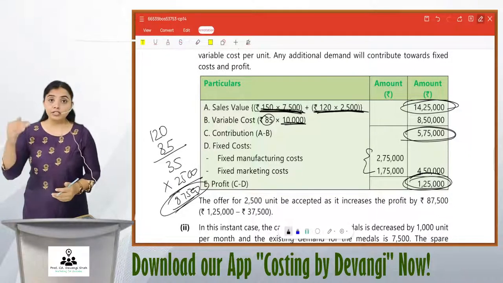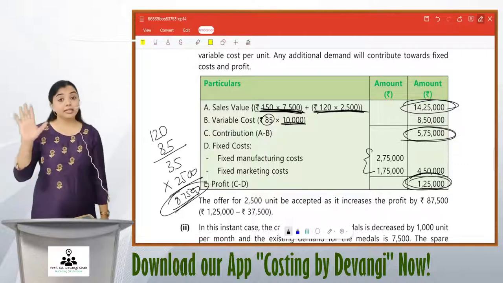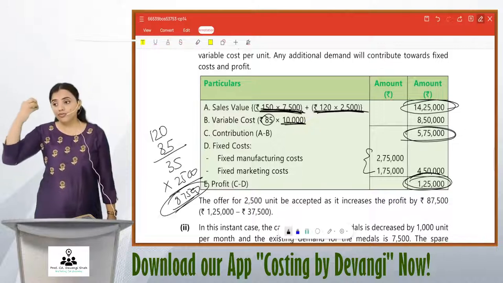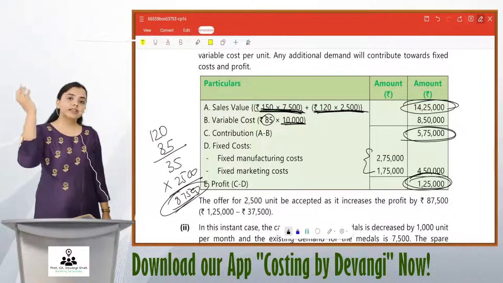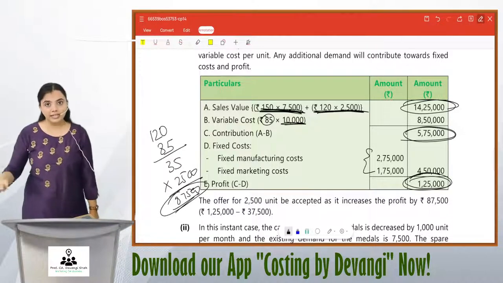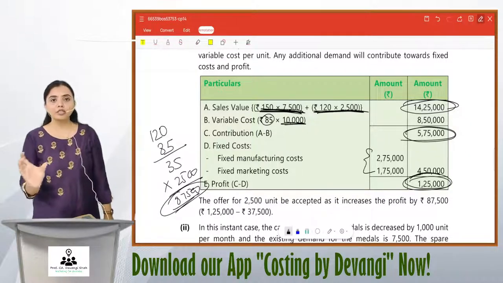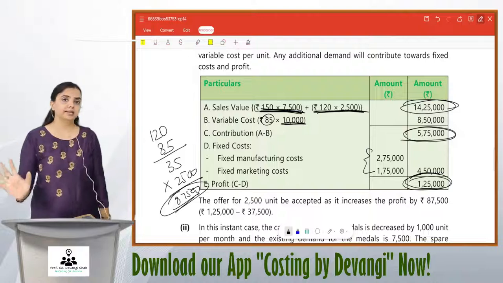ओके, और सिचुएशन क्या है? ये है कि भाई 10,000 की कैपेसिटी है, 2,500 यूनिट्स हम वेस्ट जाने दे रहे, 7,500 is a capacity use, 2,500 आइडल है. तो because आइडल है, इधर अपना जो स्पेशल ऑफर है वो परफेक्ट फिट बैठ जाता है.